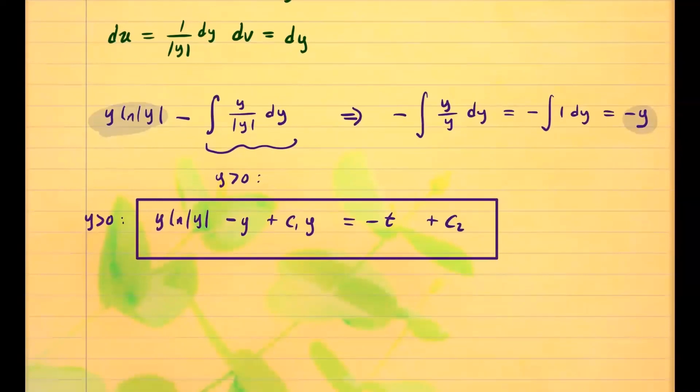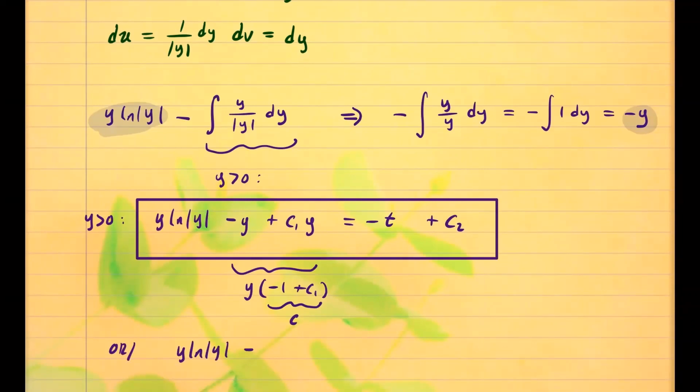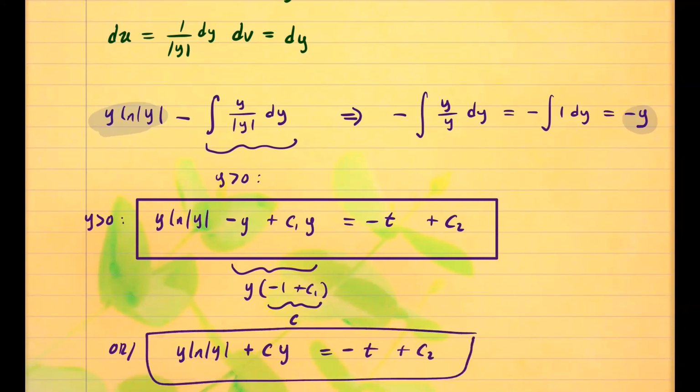And also, I'm going to come back to that integral where we only assume y is greater than 0. So these pieces right here, they both have y. Let's factor it out. So you have negative 1 plus c1, and you can call this a constant, call it c. So your final answer can also be written as y ln of y in absolute value. You could remove the absolute value, like I said, and then this is just plus c times y is equal to negative t plus c2. So this would be a better answer if y is assumed to be positive.